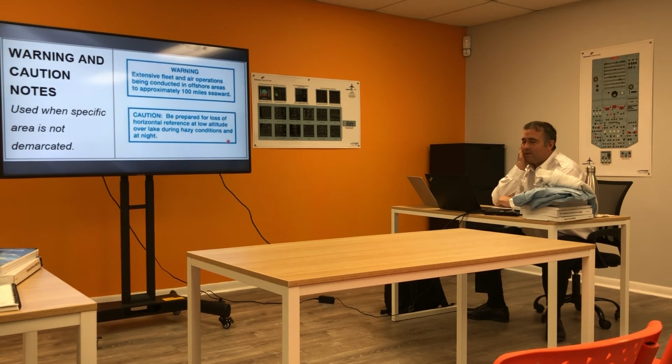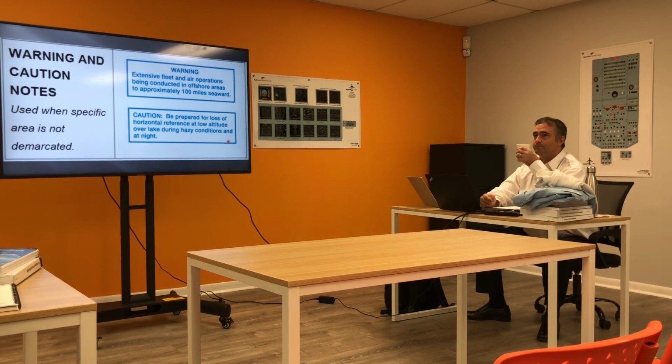Warnings and caution notes used when specific area is not demarcated. So, there's not an outline, it's not depicted on the chart, but I have warnings and notes. Extensive fleet and air operations being conducted in offshore areas to approximately 100 miles seaward. Maybe I have that near a naval air station. All right? It's just a warning. Doesn't mean I can't fly there, but kind of precautionary.